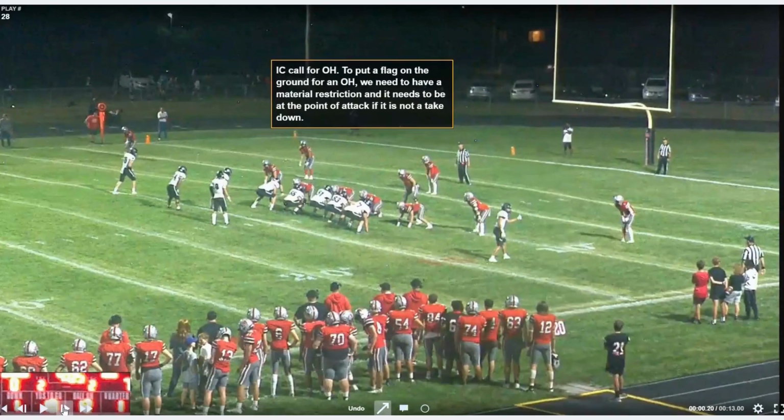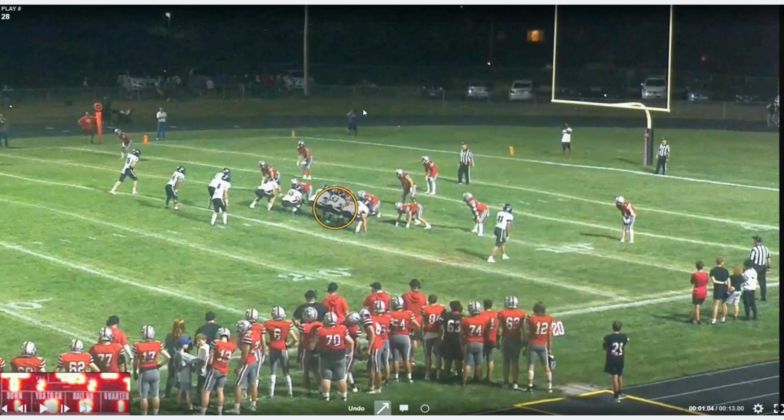Next one, again, incorrect call for offensive hold. To put a flag down on the ground for an offensive hold, we need a material restriction. It needs to be at the point of attack if it is not a takedown. So if we take a look at this one, again, our initial position of our umpire, the snap is at the 12, it looks like, and we're at the 1 yard line. So we're 11 yards deep. That is way too deep. This is a free safety or a strong safety, and this is our linebacker.